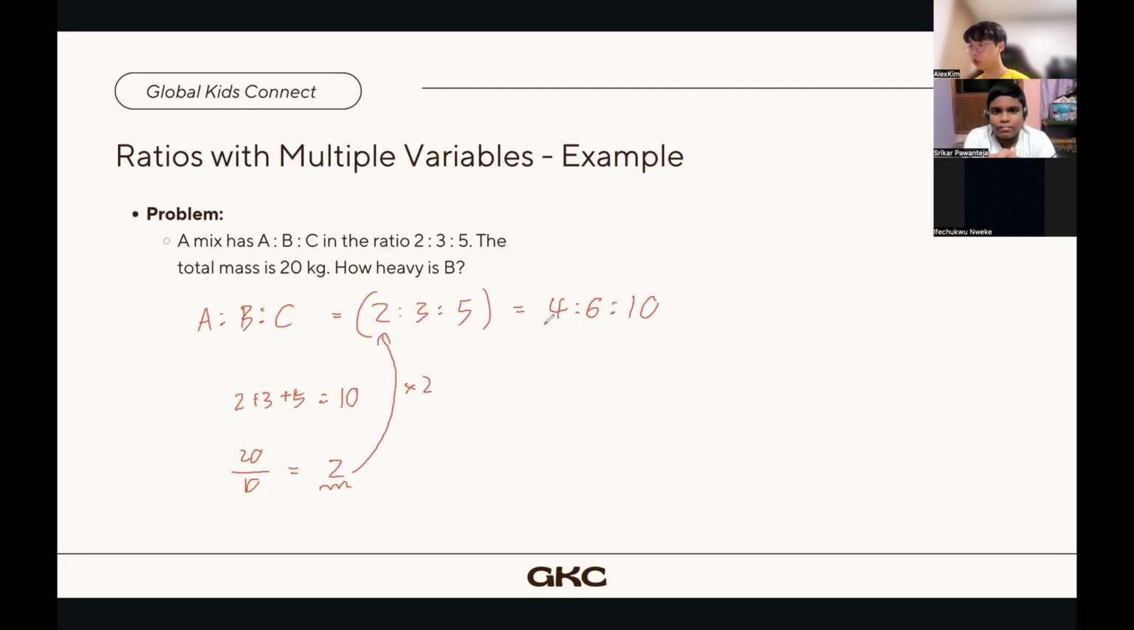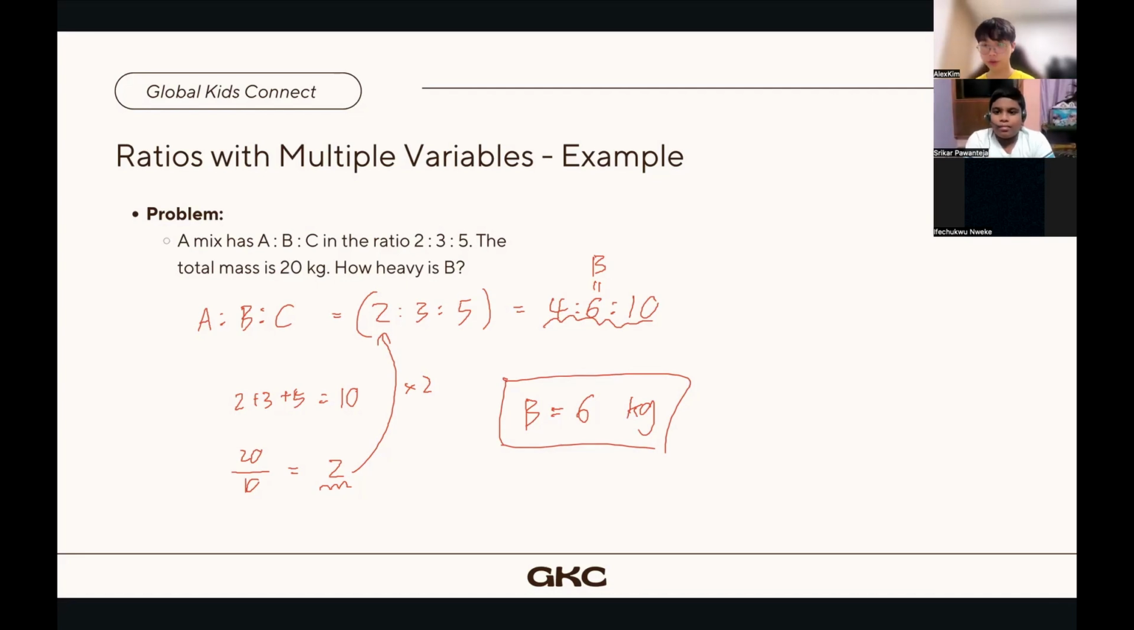This new ratio represents the values for A, B, and C, and we are interested in the value of B, which is this middle value here. So we can say that B is equal to 6, and the unit being kilograms. So we can quickly solve for a single variable when we're given a ratio for each of the variables, as well as the sum of the actual values.